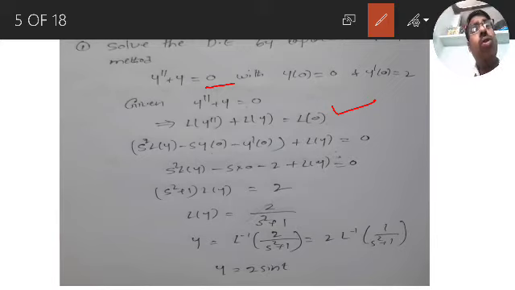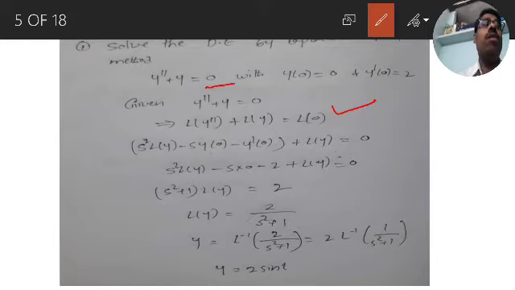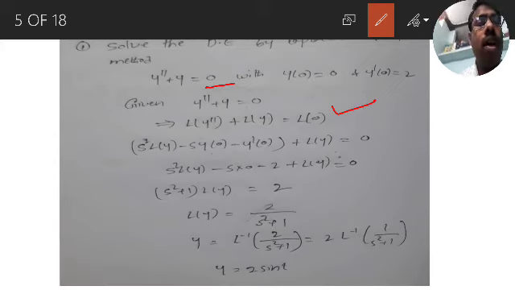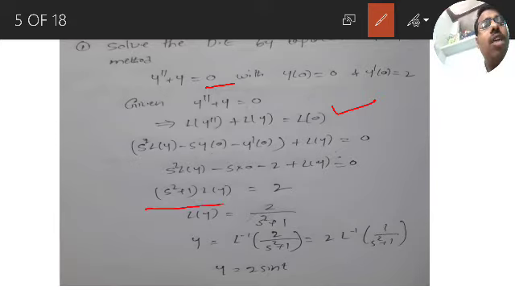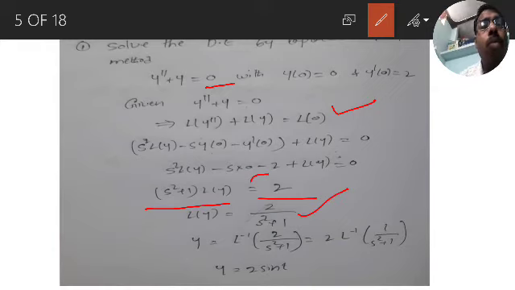Now let us use the second step of the working rule. L of y double dash is s square into L of y minus s into y of 0 minus y dash of 0, plus L of y is equal to L of 0, which is 0. Now substitute y of 0 is equal to 0 and y dash of 0 is equal to 2. We get s square L of y minus s into 0, that is 0, minus 2, plus L of y is equal to 0. Take L of y common, you get s square plus 1, and the 2 goes to the other side. That is L of y is equal to 2 by s square plus 1.